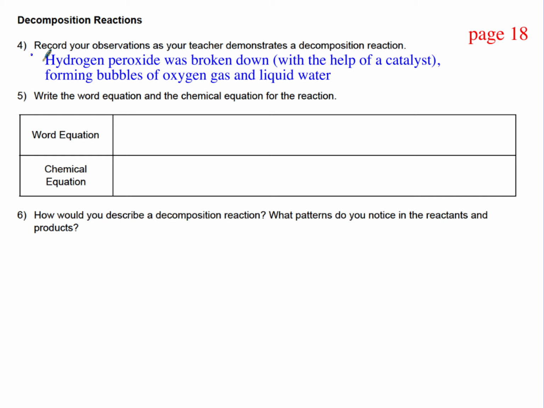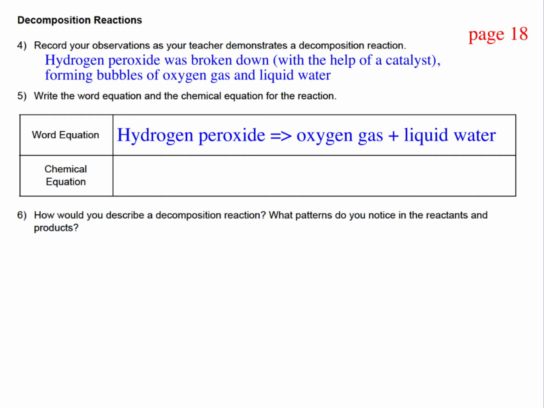Here we have decomposition reaction. Hydrogen peroxide was broken down. So this was the elephant toothpaste experiment. It was kind of really slow, but we put soap in it to show the bubbles, the bubbles of oxygen gas and liquid water. So I wrote it out as hydrogen peroxide reacts to form oxygen gas and liquid water.